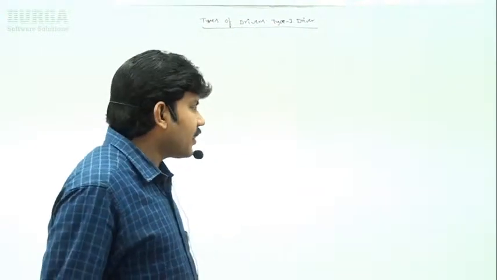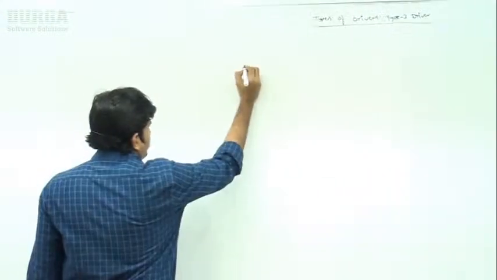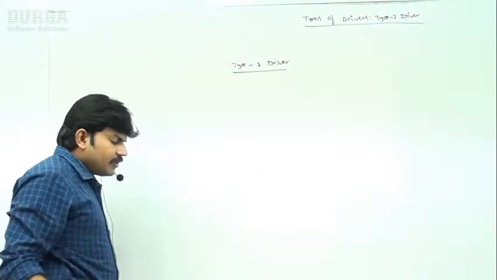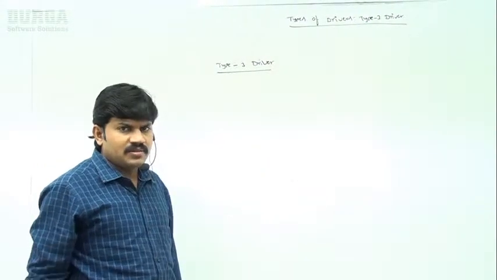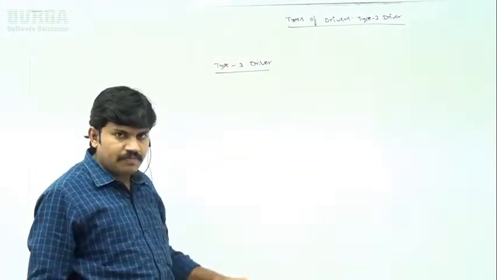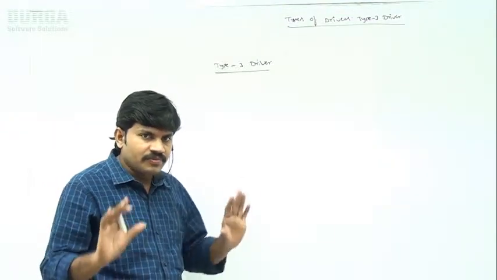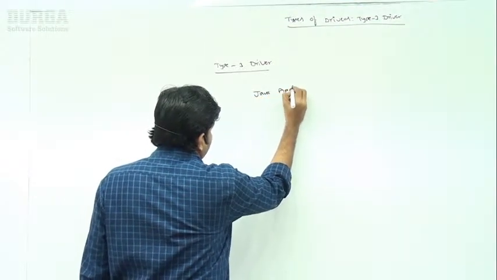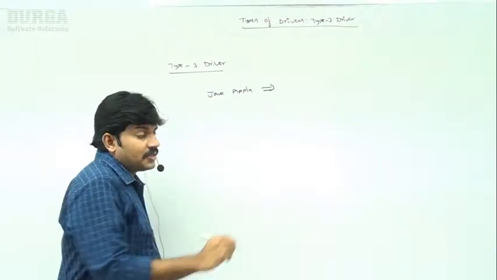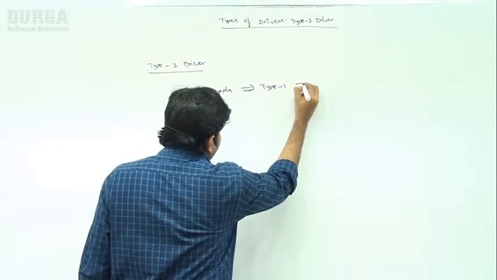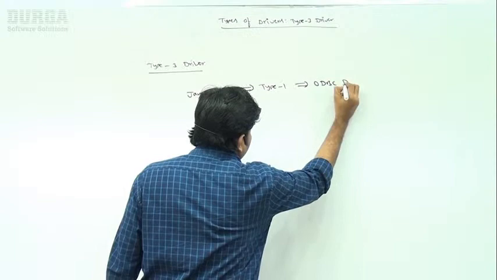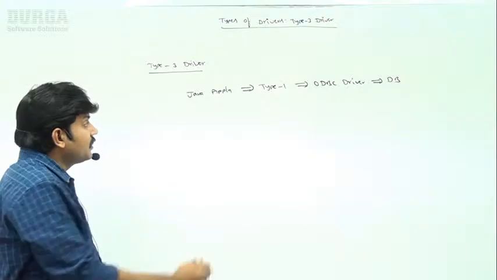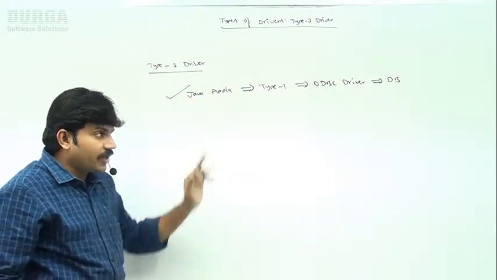Sir, what is the architecture of this type 3 driver? Just observe. Here it is almost the same as type 1 and type 2 architecture-wise, but with a small difference. What is the difference? Just observe. Here the Java application communicates with the type 1 driver. The type 1 driver communicates with the ODBC driver, which communicates with the database. This is the architecture related to the type 1 driver, right?